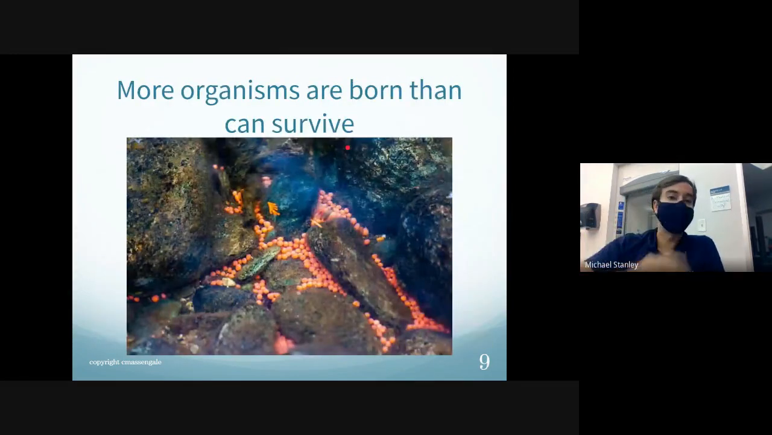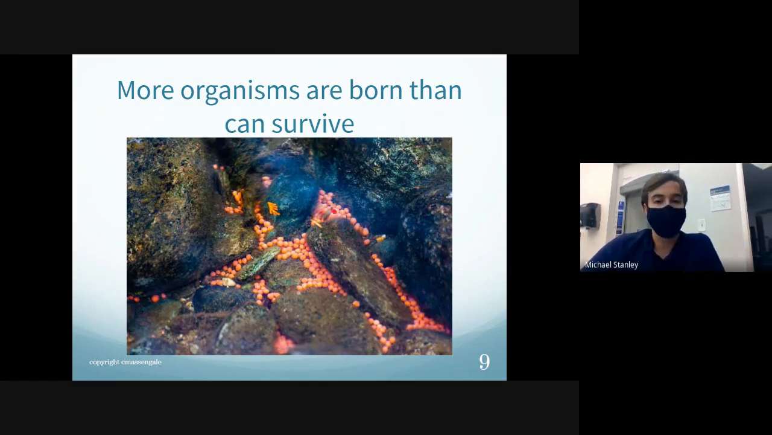Number three, more organisms are born than can survive. Like I mentioned earlier, nature is a constant struggle. It's a constant competition to make sure that you have enough food, you have enough water, you have enough shelter from predators than compared to everybody else.